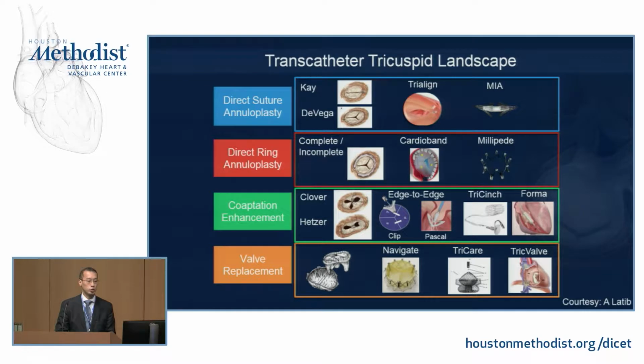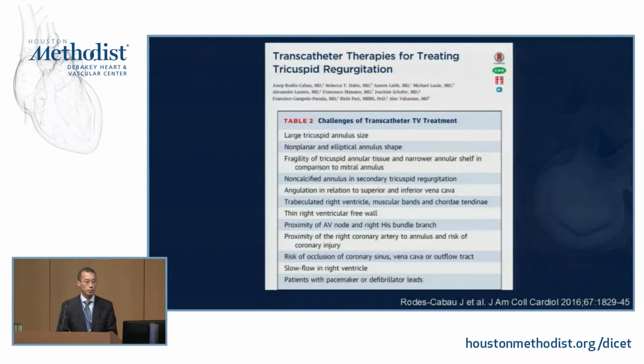for transcatheter approaches. You have direct suture annuloplasty, such as the Trialign device. You have direct ring annuloplasty, such as Cardiomech Millipede. You have leaflet devices, such as edge-to-edge, the clip or the Pascal or Cinch, or you can have even valve replacement. However, there are a lot of challenges associated with designing these transcatheter devices for TR, and this is just a short list of them.